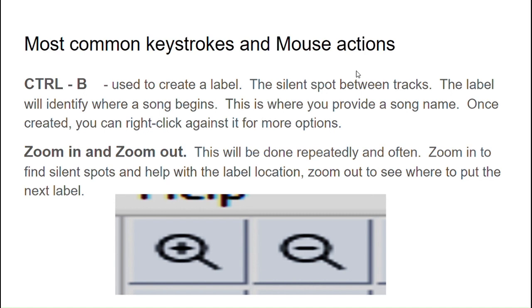The next one is zoom in and zoom out. You're going to be doing this a lot. You're going to zoom in so you can find those silent spots and help with the label location. And then once you found them and identified, you're going to zoom out to see where to put the next label. So these are buttons you're going to press all the time.